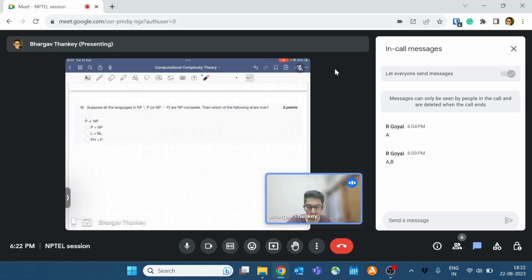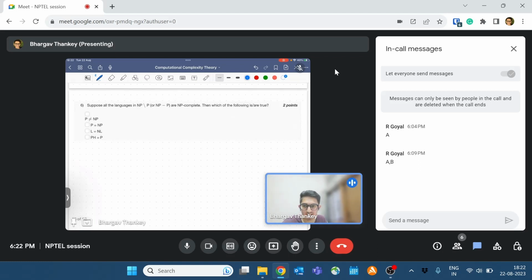Okay, so if this is fine, we can look at the next problem. The next problem is: suppose that all the languages in NP minus P are NP complete, then which of the following is or are true? P not equals NP, P equals NP, L equals NL, and PH equals P. Which of these are correct?